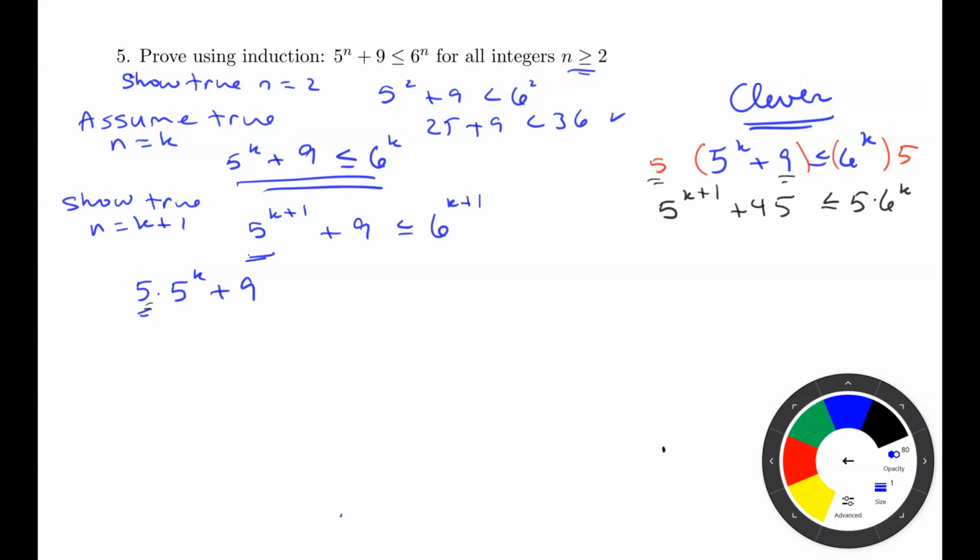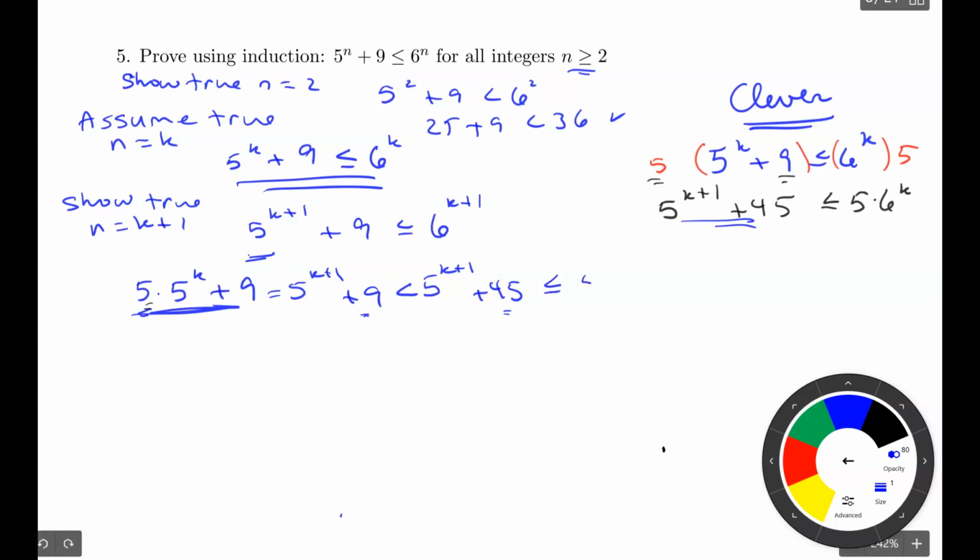Okay, so what do I know about this? So don't I know that this, which is 5 to the k plus 1 plus 9, isn't 5 to the k plus 1 plus 9 going to be smaller than 5 to the k plus 1 plus 45? Right? This has plus 9, this has plus 45. Yes, I do know that. Okay. So then what do I know? I know that this is smaller than or equal to 5 times 6 to the k. So in a clever way, I've used my inductive step.